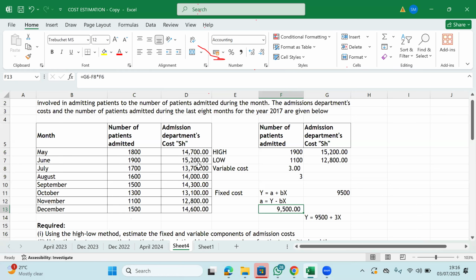The difference between regression and the high-low method is that regression takes into account all the data that we have. All the inputs are taken into account when using regression, as opposed to the high-low method where we're only interested in the highest and the lowest levels of activity. So how do we do it?